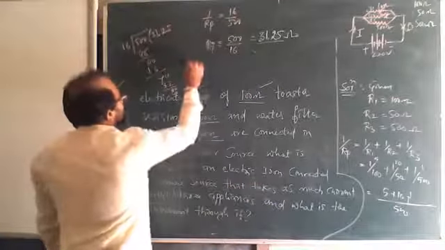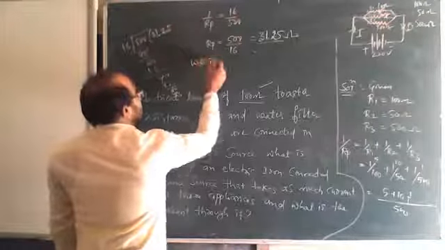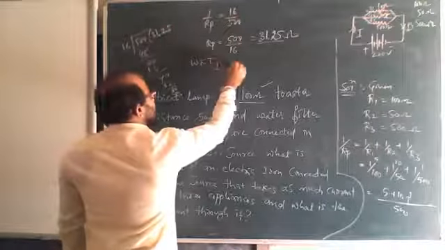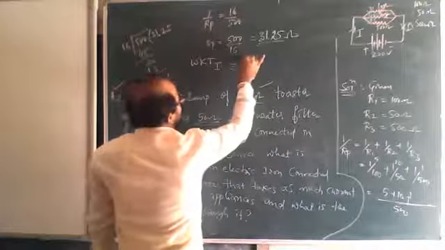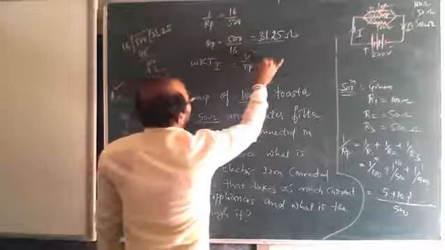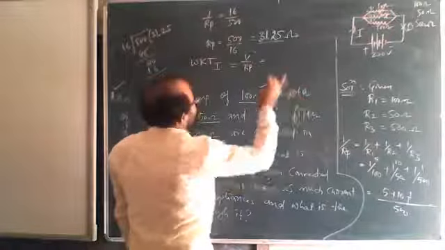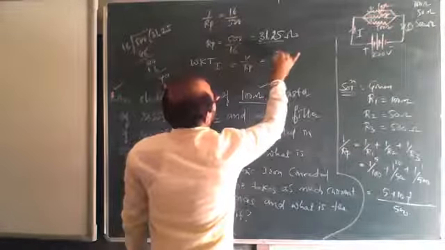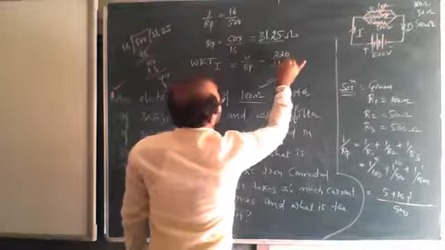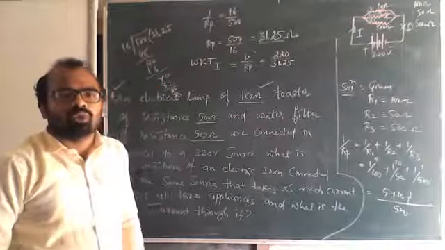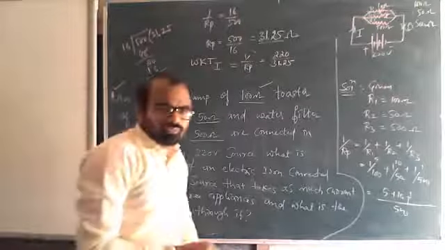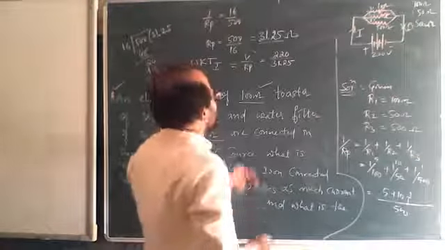We know that by Ohm's law, V equals IR, so I equals V by R. That is V by Rp. What is my V here? They have given it as 220 volt. 220 upon 31.25. You have to do it. 220 upon 31.25. Or how to do it in a very easy way?